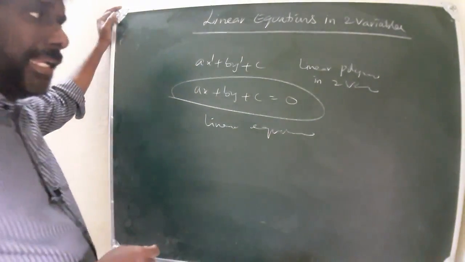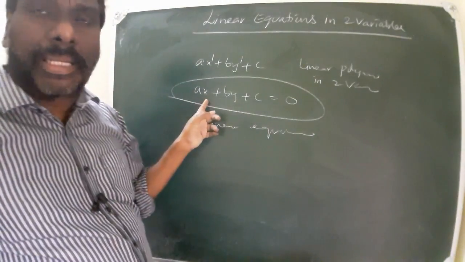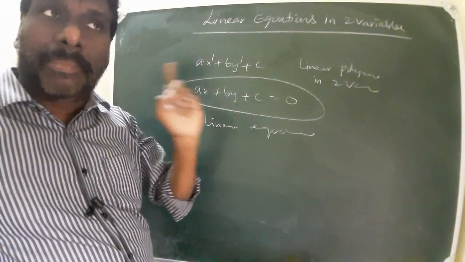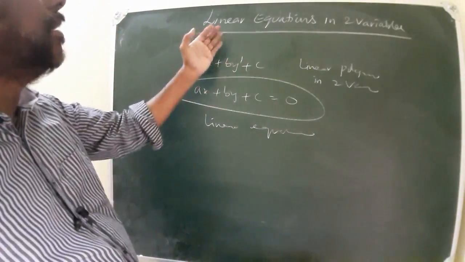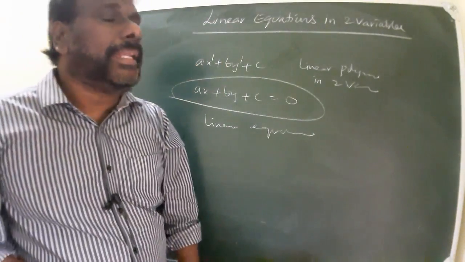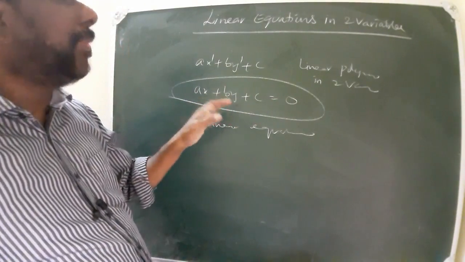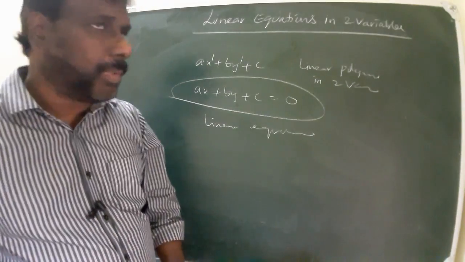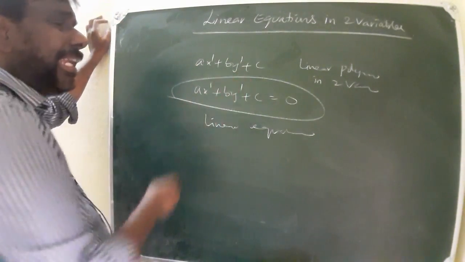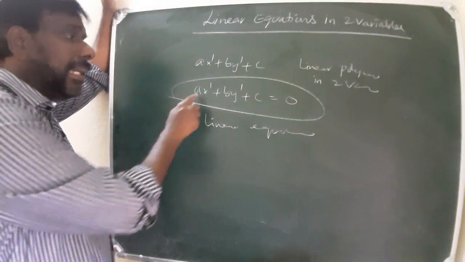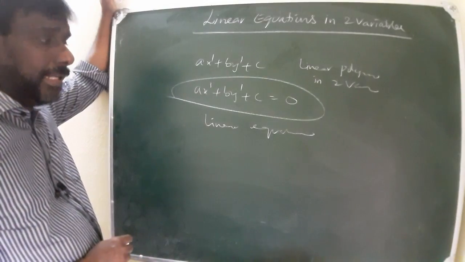The previous examples are also linear equations, called single variable linear equations, and this is a two variable linear equation. Our chapter is linear equations in two variables, but in this chapter we can take one variable equations also, no problem. A first degree equation in two variables x and y is called a linear equation.